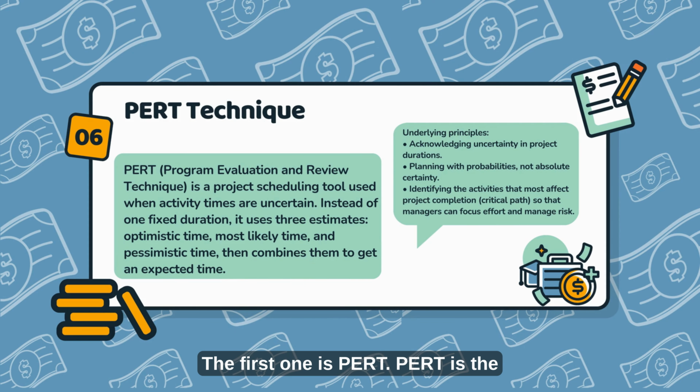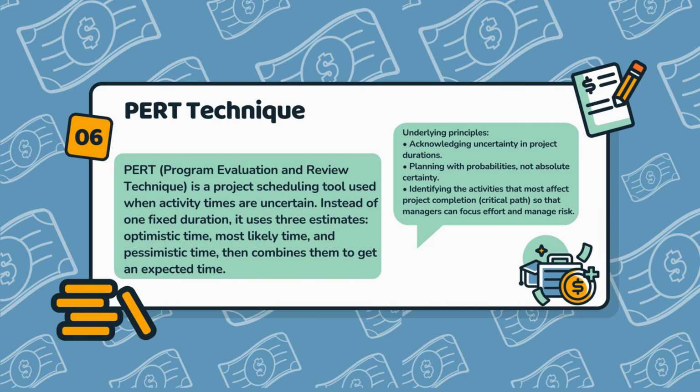The first one is PERT. PERT is the Program Evaluation and Review Technique. It's a project scheduling tool used when activity times are uncertain. Instead of one fixed duration, it uses 3 estimates: optimistic time, most likely time, and pessimistic time, then combines them to get an expected time.